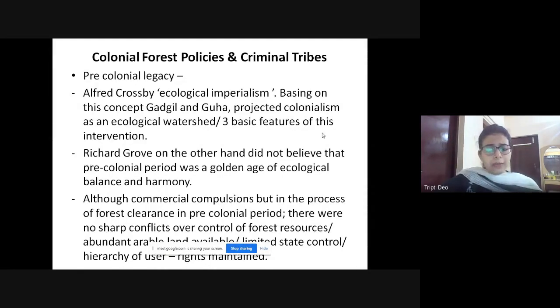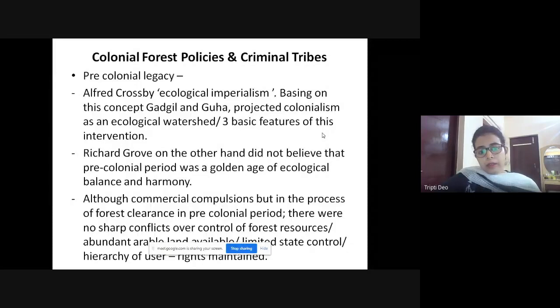The second basic feature he talks about is the destruction of cohesive local communities. When this kind of relationship of producing for commercial purposes is initiated, the relationships that local communities have with each other are impacted. People became more individualistic. Rather than a cohesive local community feeling, there was an emergence of individualism in its place.